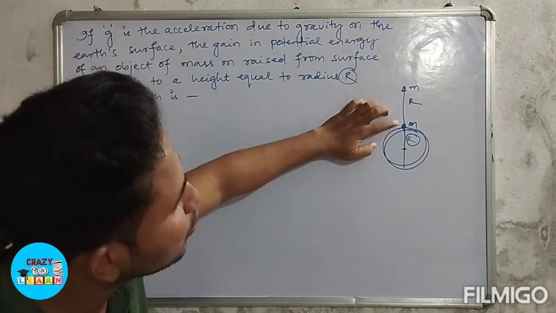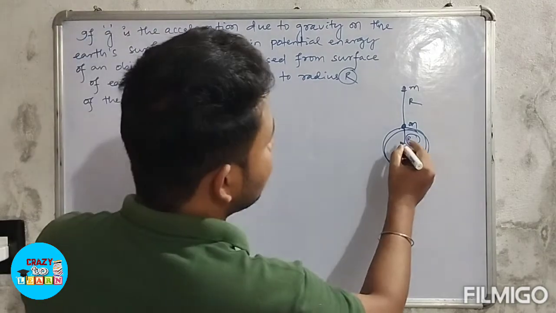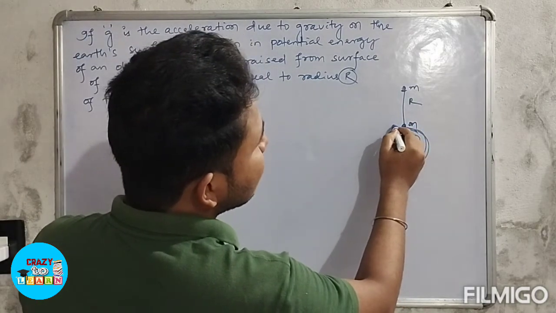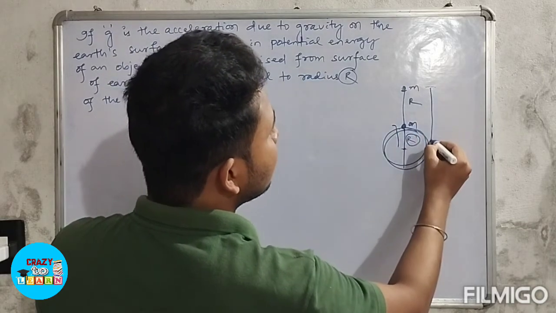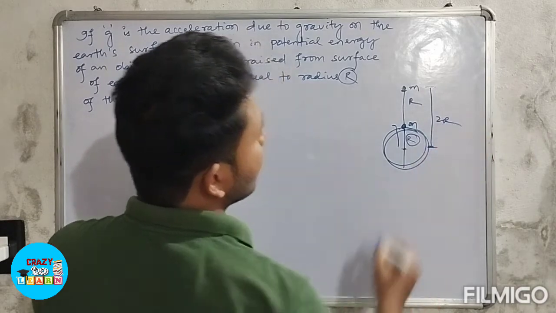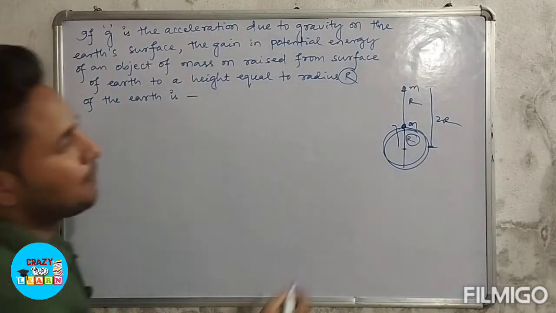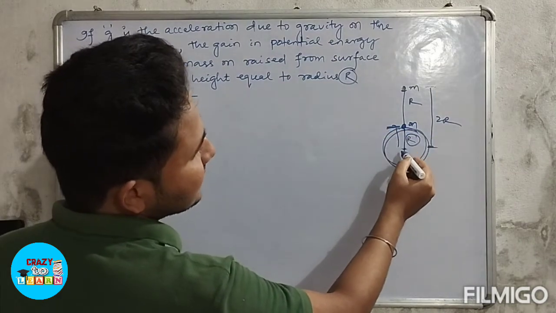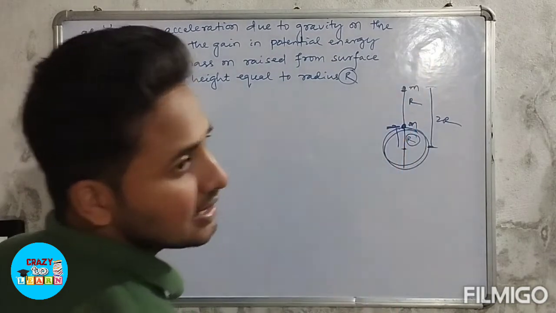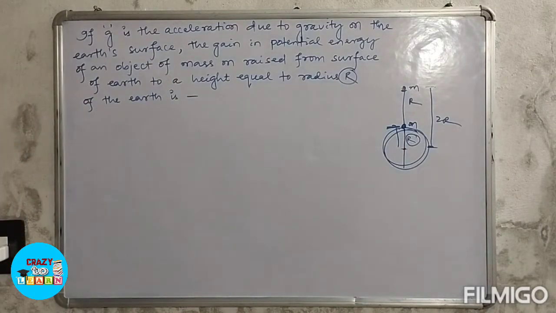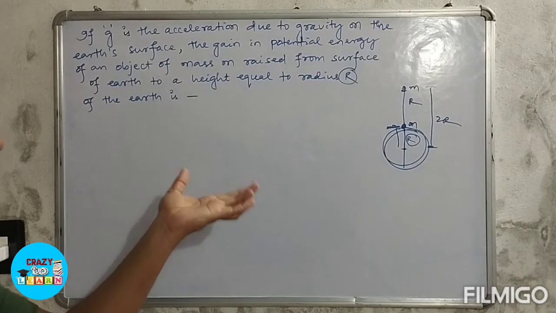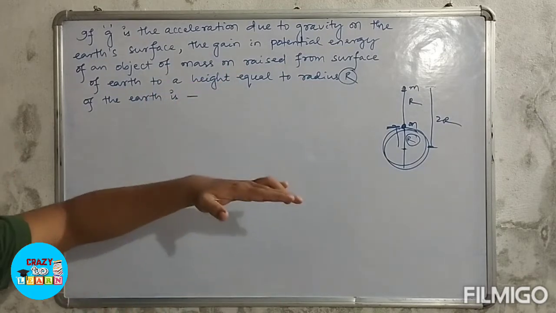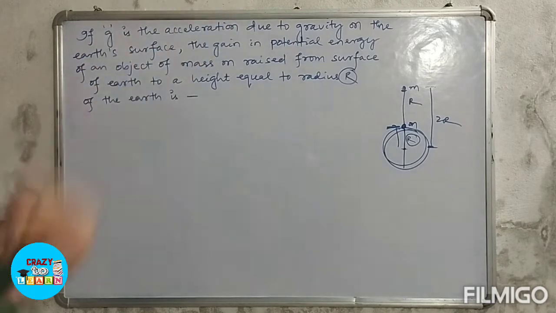from a height r to a distance of 2r, because in the first position the object is at a distance of r from the center of the earth, but in the second case the object is at a distance of 2r from the center of the earth. So here the work done is only due to the potential energy acquired by the object due to the raise of the object from a height r to a height of 2r.